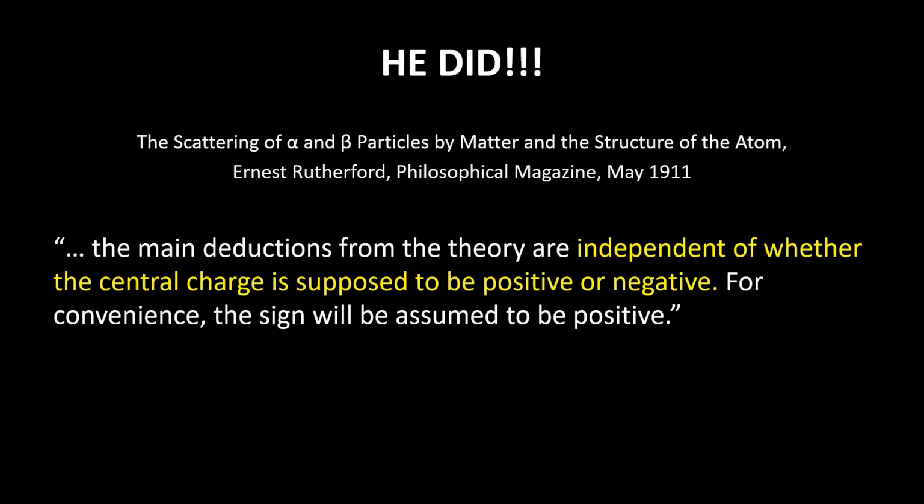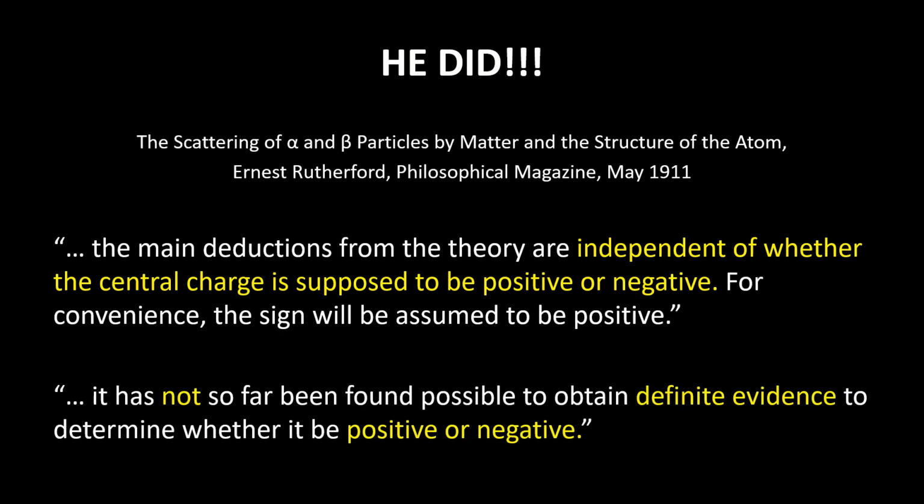He actually said, this is right at the start of the paper, the main deductions from the theory are independent of whether the central charge is supposed to be positive or negative. For convenience, the sign will be assumed to be positive. So he went through the rest of the paper explaining it as if it was positive. It seems fairly clear that he thought the nucleus was positive, but he was very careful to be clear about what he thought and what he could prove, or what can be concluded from the experiment he had done.